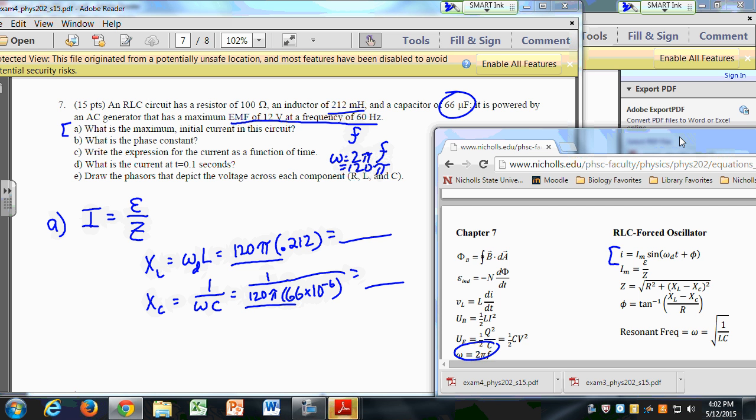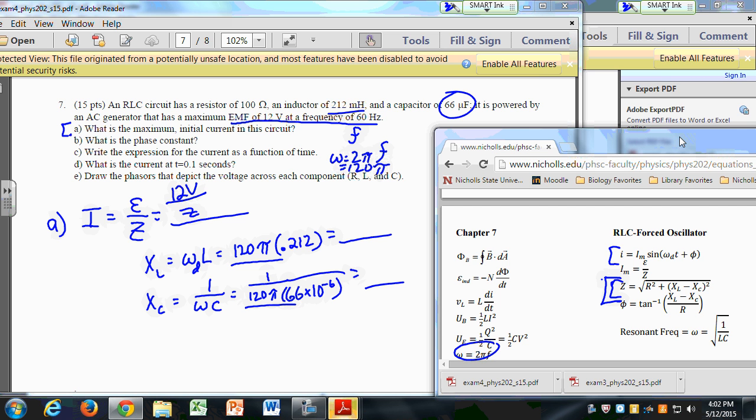And then once you get that, you find the overall impedance. And then that tells you what your overall current is: 12 volts over whatever Z is, which you get from this Pythagorean theorem. Is that okay, skipping over those numbers? They're on the website too.